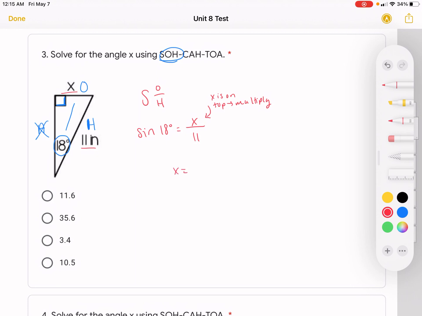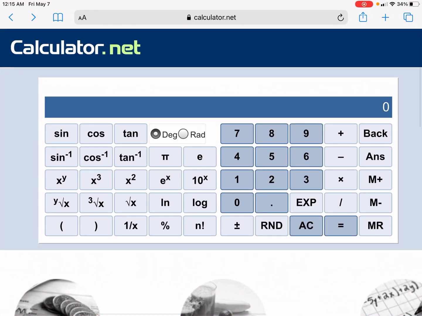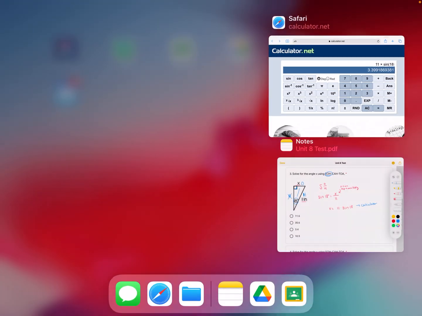So our answer for X is going to be 11 times sine 18. I usually put the one that was on the same side as X first, and then I multiply the one that has the sine, cos, or tan. So here we're going to plug this into the calculator. So this comes out to about 3.4.